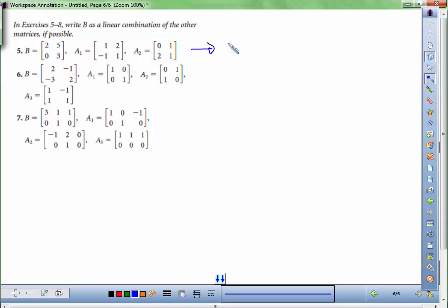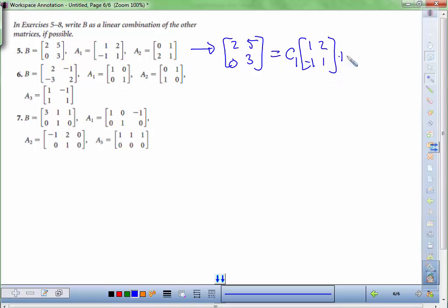To show this, what we want to do is write B equal to a scalar times A1 plus a scalar times A2. So if we can write that out, the matrix 2, 5, 0, 3 is equal to a constant, let's say C1, times 1, 2, negative 1, 1, plus C2, your A2 matrix, 0, 1, 2, 1. If you could do this by inspection, that would make things a little bit easier. But if you can't, then we can break this down and look at it as a system, since we all know how to.